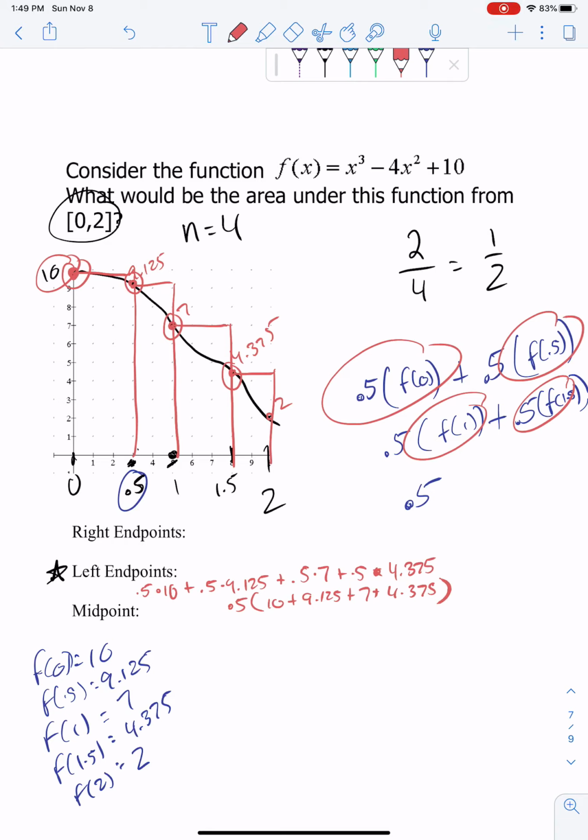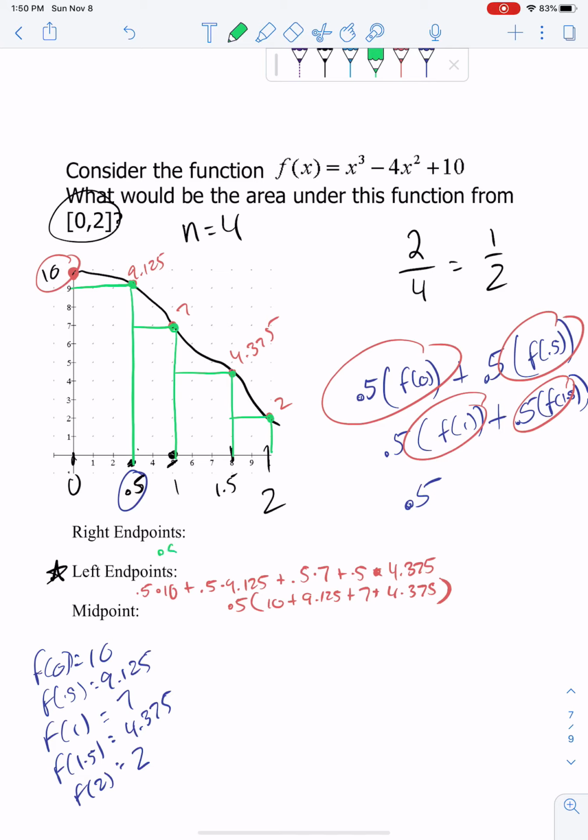Now to do my right endpoints, I've got to change all of this. I'm not going to erase my values because I want those. But to do my right endpoints, this time when I go from 0 to 0.5, I'm interested in this height because I'm going to use my right endpoint. And when I go to 1, I'm interested in that height. And when I go to 1.5, I'm interested in that height. And when I go to 2, I'm interested in the height at 2. I'm interested in the right endpoint.